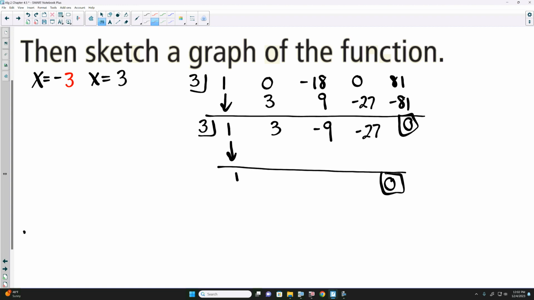Now 3 times 1 is 3. 3 plus 3 is 6. 3 times 6 is 18. Negative 9 plus 18 is 9, 3 times 9 is 27, and negative 27 plus 27 is indeed 0. So it means that 3 was a solution twice.